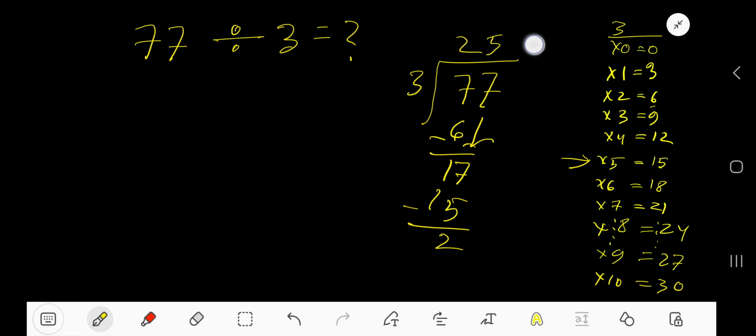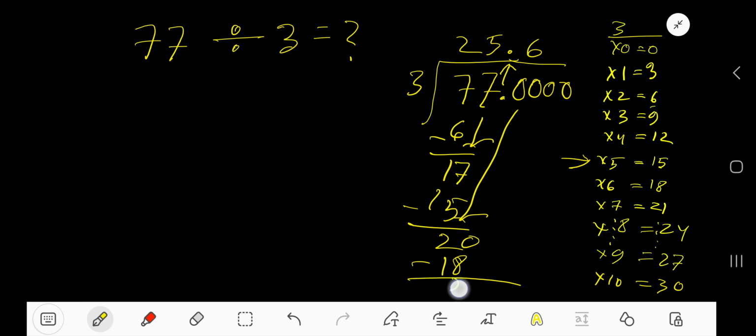But if you want to write your answer in decimal form, then put a decimal here and add a number of zeros. Bring down the first zero, but before the zero there is a decimal. The decimal must come to the quotient directly. 3 goes into 20 how many times? 7 times 3 is 21, which is too big, so 6 times. 6 times 3 is 18. Subtract, get 2.